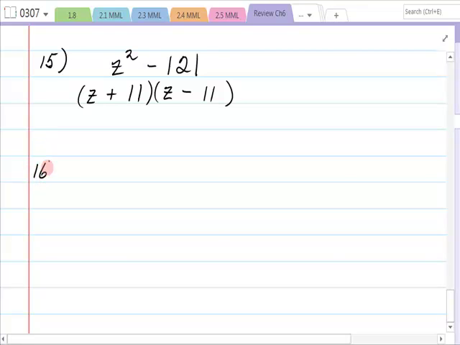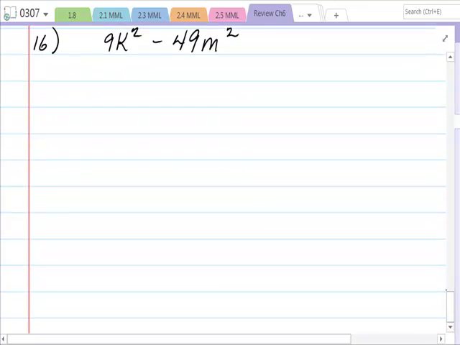Number 16. 9k squared minus 49m squared. Is there a common factor? What is it? You see the 9 there, and so visually you may think that, but 9 doesn't go into 49 evenly. So visually you're tempted to say that, but there is not a common factor. Is it the kind of binomial you know how to factor? Which is what? Difference of squares.